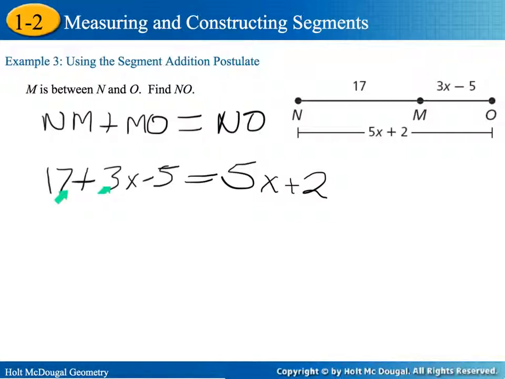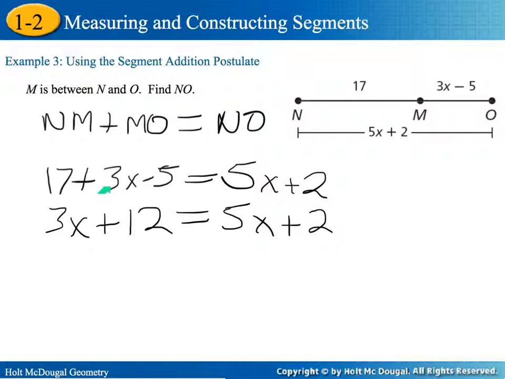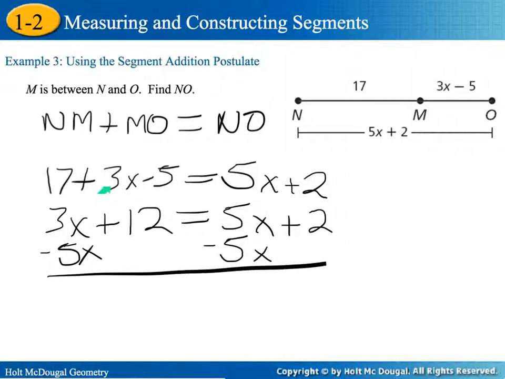First, I'm going to combine all of my like terms on the left side. And I'm going to go ahead and put my x out front, so that way it's the same as what we're used to seeing in Algebra 1. So 3x plus 12. 17 minus 5 becomes 12. And then I'm going to rewrite over here 5x plus 2. Okay, I'm going to move all of my x's to the left side. So I'm going to subtract 5x and subtract 5x. This becomes negative 2x plus 12 equals 2.